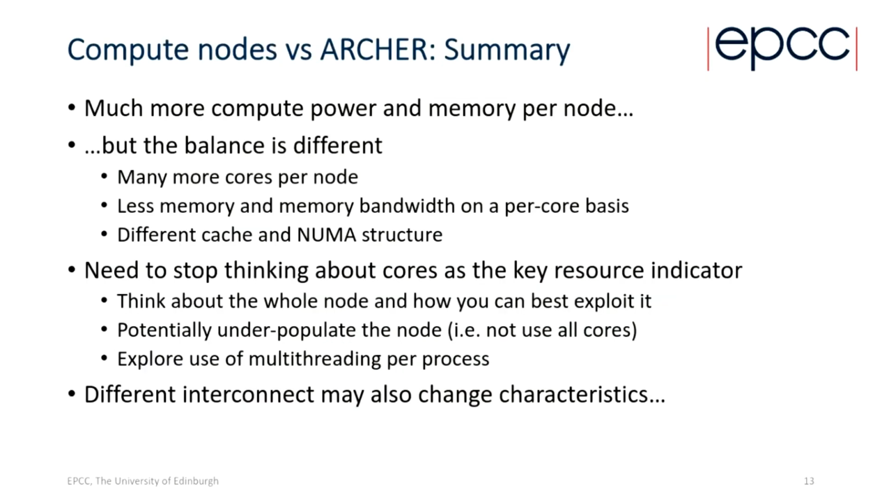So in summary, for the compute nodes, which is what we've just been looking at, there's more compute power and memory per node, but the balance is very different. There's many more cores per node, and there's less memory and memory bandwidth on a per core basis, and there's potentially different cache and NUMA structure as well.